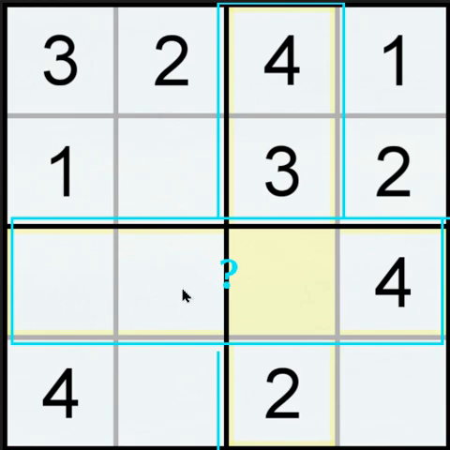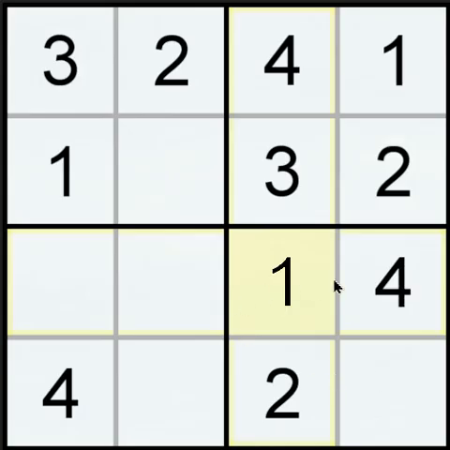Is there a 1 in row 3? Nope, I didn't see a 1 because the column and the box are both missing 1, and this column can only take a 1. We can put a 1 in this yellow highlighted box. See how cross-hatching helps us solve this?